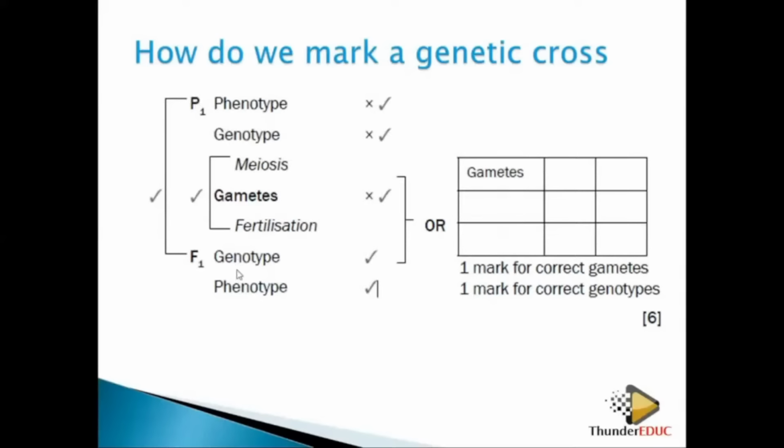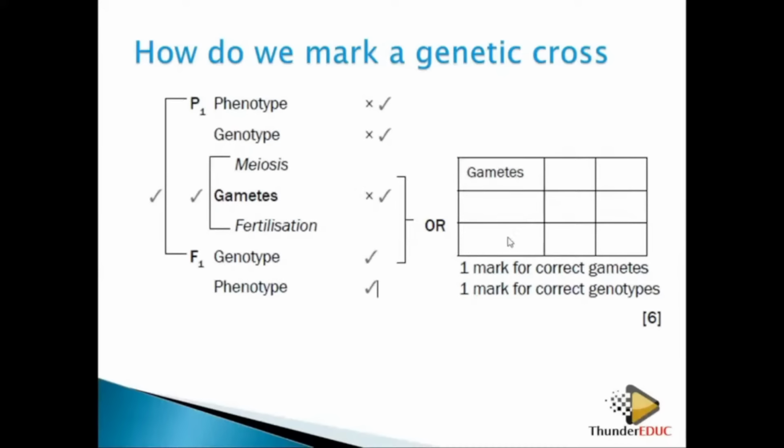So P1, F1, we give you a tick. Meiosis and fertilization, we give you a tick. Writing the phenotype, we give you a tick. Writing the genotype, we give you a tick. Then crossing them, putting the gametes here, and then you cross them correctly, we give you a tick. Writing the genotype, we give you a tick, and then writing the phenotype, we give you a tick. P1 and F1 can change to P2 and F2 if it is the second generation.